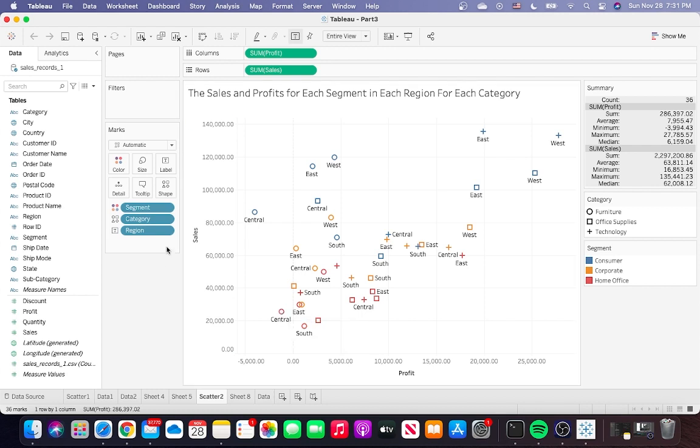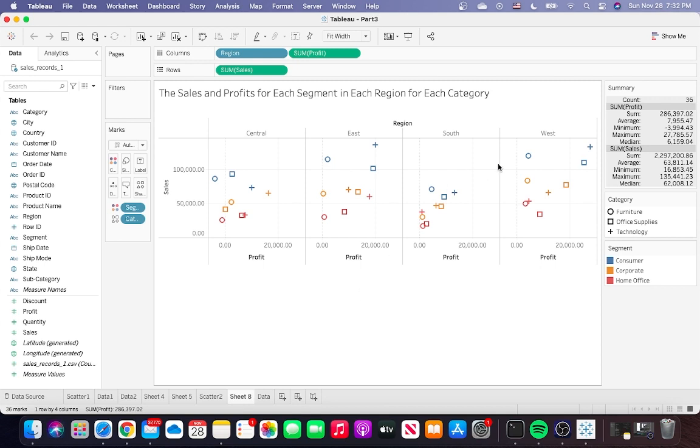As we can see, if I would recommend to the SVP, I would recommend that the company should invest more in the West, East, and Central and invest less money in South. However, the company should enhance the investment in the consumer segment and invest less in the home office segment. The technology will be the best for investment in the future.